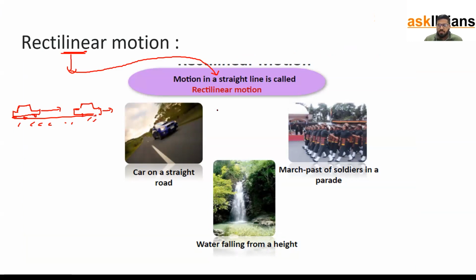Done. So you can see examples of rectilinear motion in day-to-day life. A car on a straight road is moving in a straight line. The march past of soldiers in a parade is again a straight line motion, which is known as rectilinear motion.